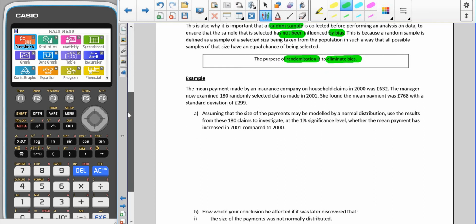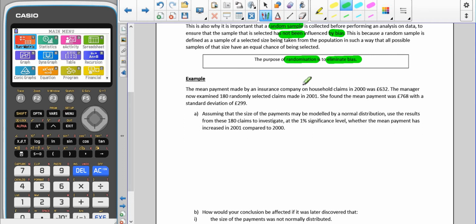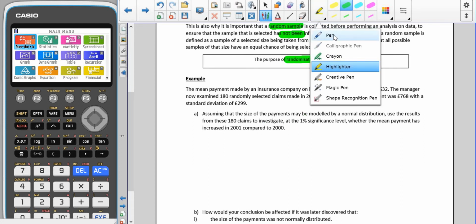So again, we've got an example. So we've got the mean payment made by an insurance company on household claims in 2000 was £632. The manager now examined 180 randomly selected claims made in 2001. She found that the mean payment is £768 with a standard deviation of £299. Assuming that the size of the payments may be modelled using the normal distribution, use the results from the 180 claims to investigate at 1% significance level whether the mean payment has increased since 2001 compared to 2002.